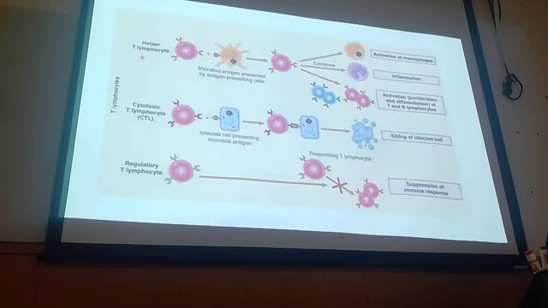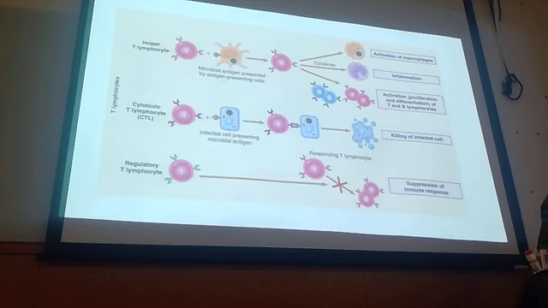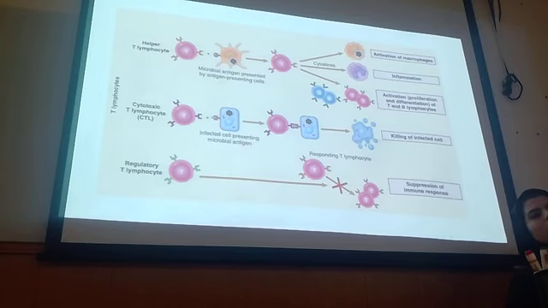We have three types of T lymphocytes in our body. Here we have T helper lymphocytes, cytotoxic T lymphocytes and regulatory T lymphocytes. T helper lymphocytes are activated by microbial antigen presented by antigen presenting cells, and the major function of T helper lymphocytes is production of cytokines.